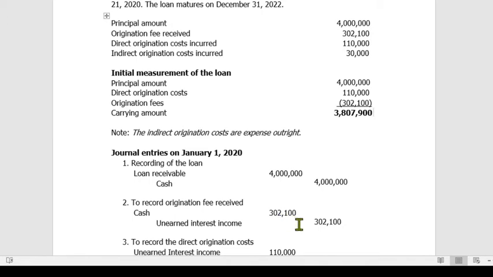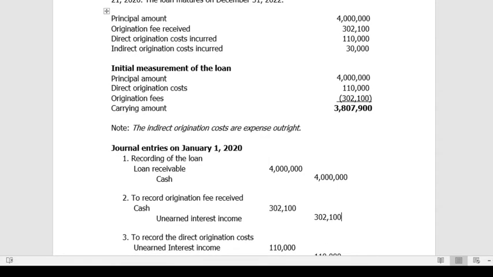Kasi sabi doon sa discussion kanina ay i-recognize daw ang origination fee received as unearned interest income. Then eventually yan ay i-amortize mo. Kumbaga, unti-untiin mong ilipat sa earned interest income.